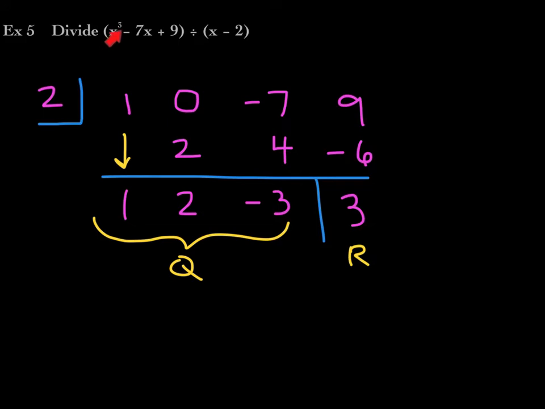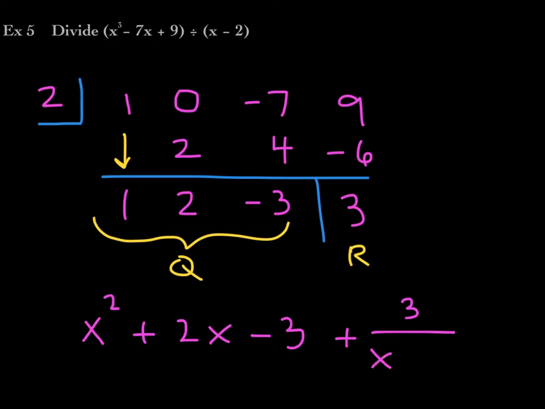This is degree 3 being divided by degree 1, right? That means your quotient will be 1 less degree than the dividend. So then this must be a degree 2, or quadratic. So it must be 1x squared plus 2x minus 3, and then your remainder will be written as plus 3 over your divisor, x minus 2.